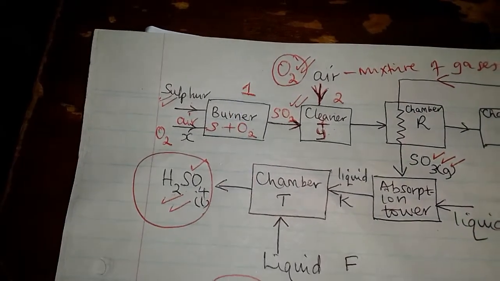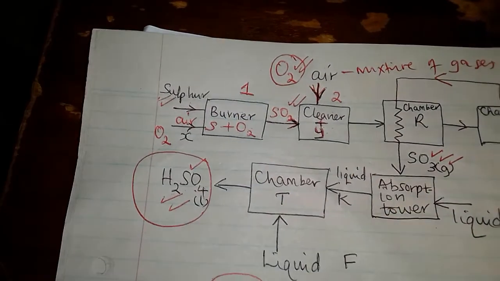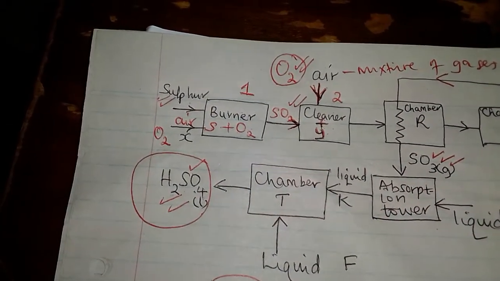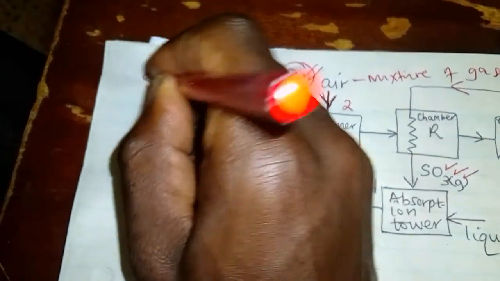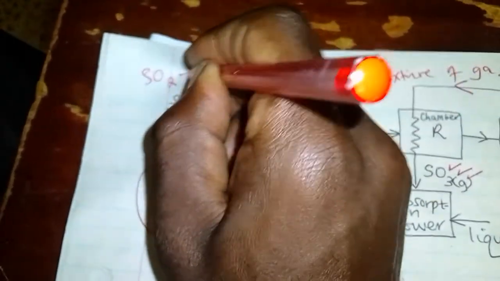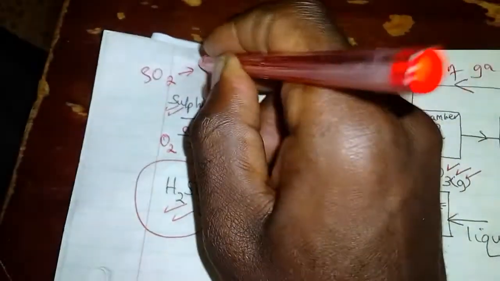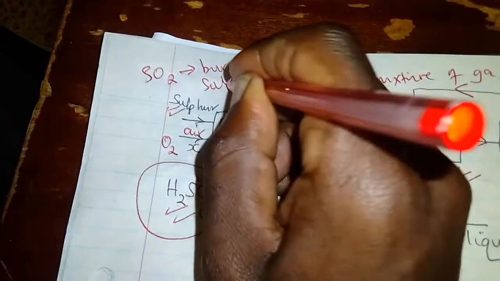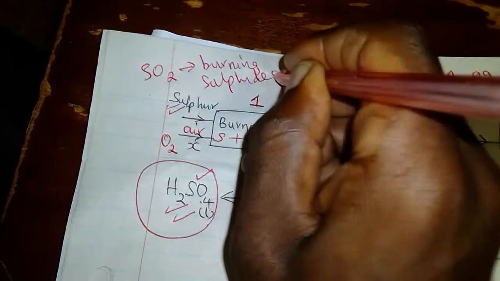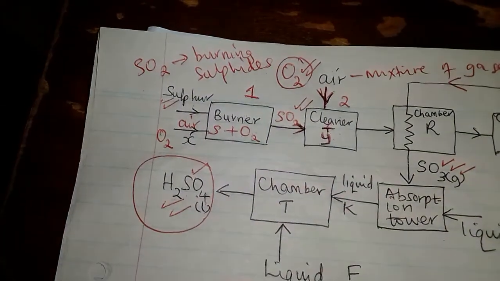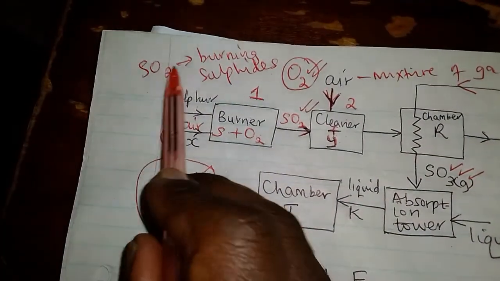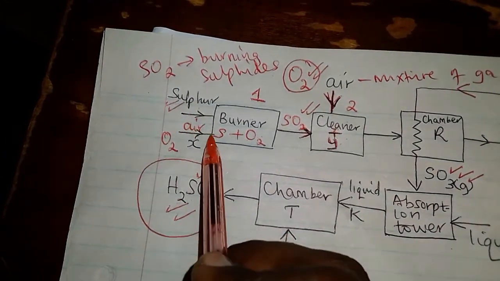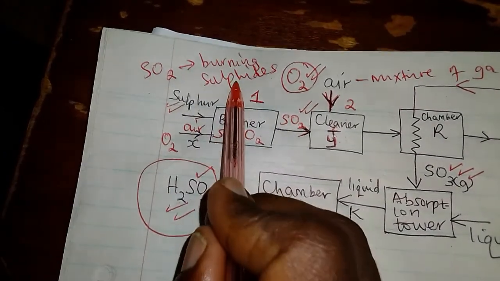So to actually introduce something different, SO2 can also be formed from burning sulfides. So when sulfides get burned, they also give SO2. So SO2 can be obtained, apart from burning sulfur in oxygen or air, by also burning sulfides.